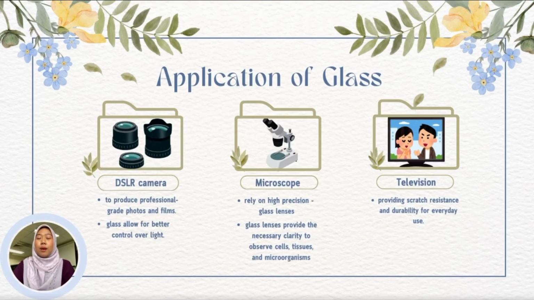I will continue with applications of glass. The first one is the SLR camera in photography and cinematography. In photography and cinematography, the SLR camera uses high-quality glass lenses that are essential for producing professional-grade photos and films. These lenses offer precise control over light, allowing photographers and filmmakers to capture sharp, clear images and incredible details.